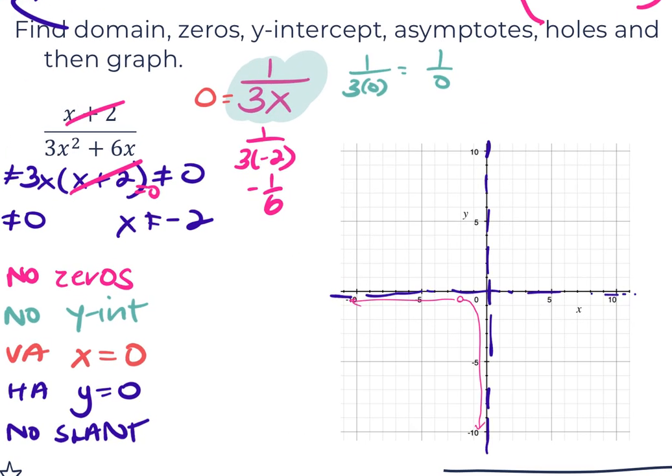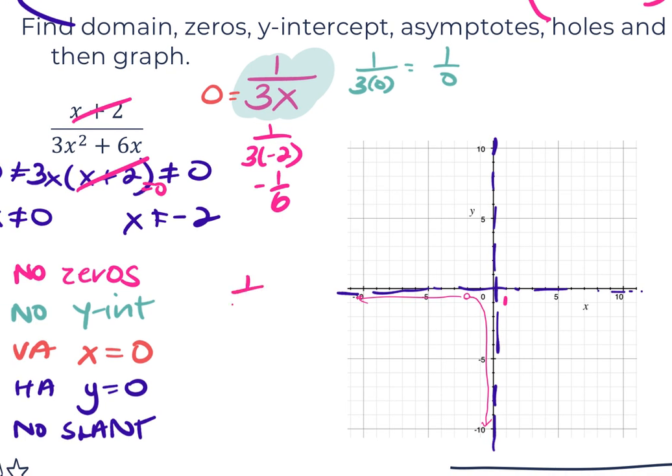And if you remember your parent functions of reciprocal functions, they're in opposite corners. If you don't know that, then you plug in a point. Like if I just plugged in 1, for example, I'd get 1/3 times 1, which is 1/3. So I have a point at 1 and 1/3, which means I'm above my x-axis. And those reciprocal graphs are in the opposite corners, okay?